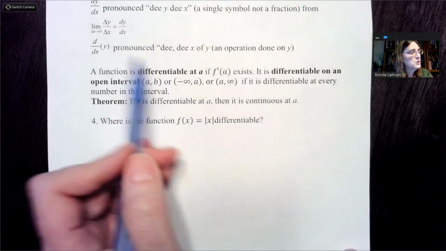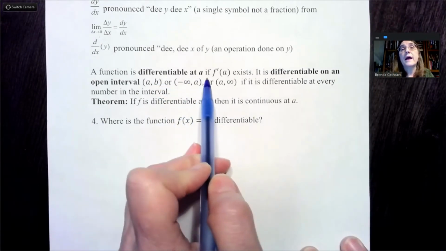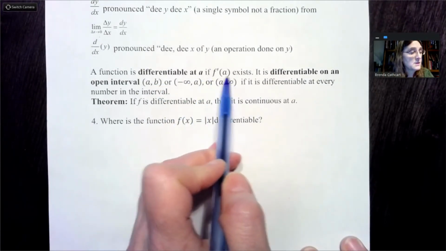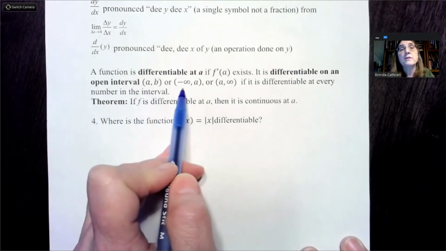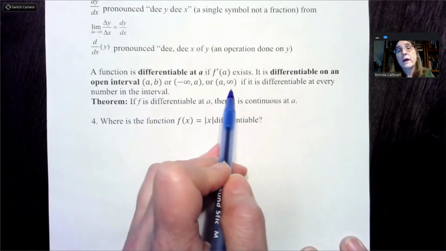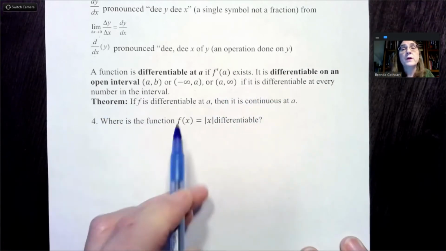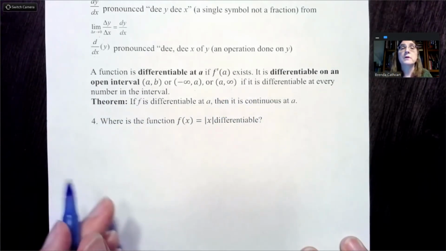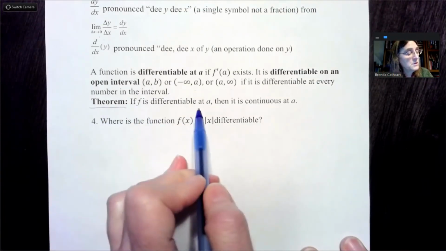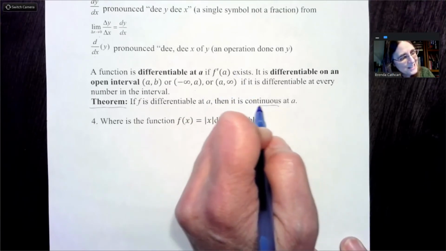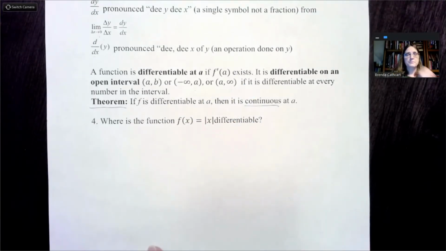Okay, a function is differentiable at a if f prime of a exists. And it's differentiable on an open interval from a to b, that is from negative infinity to a, or from a to infinity, if it is differentiable at every number in the interval. And our theorem that goes along with it: if f is differentiable at a, then it's continuous at a. Okay? So it's really cool that if it's differentiable, we know automatically that it's going to be continuous.